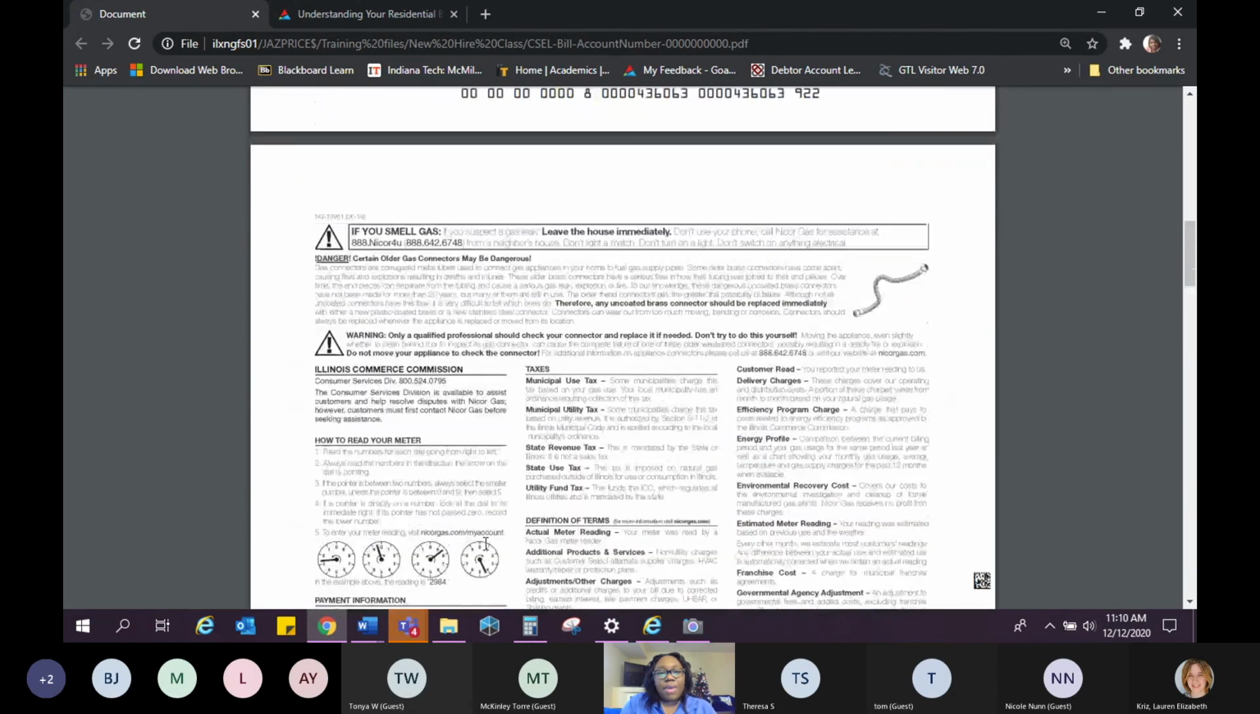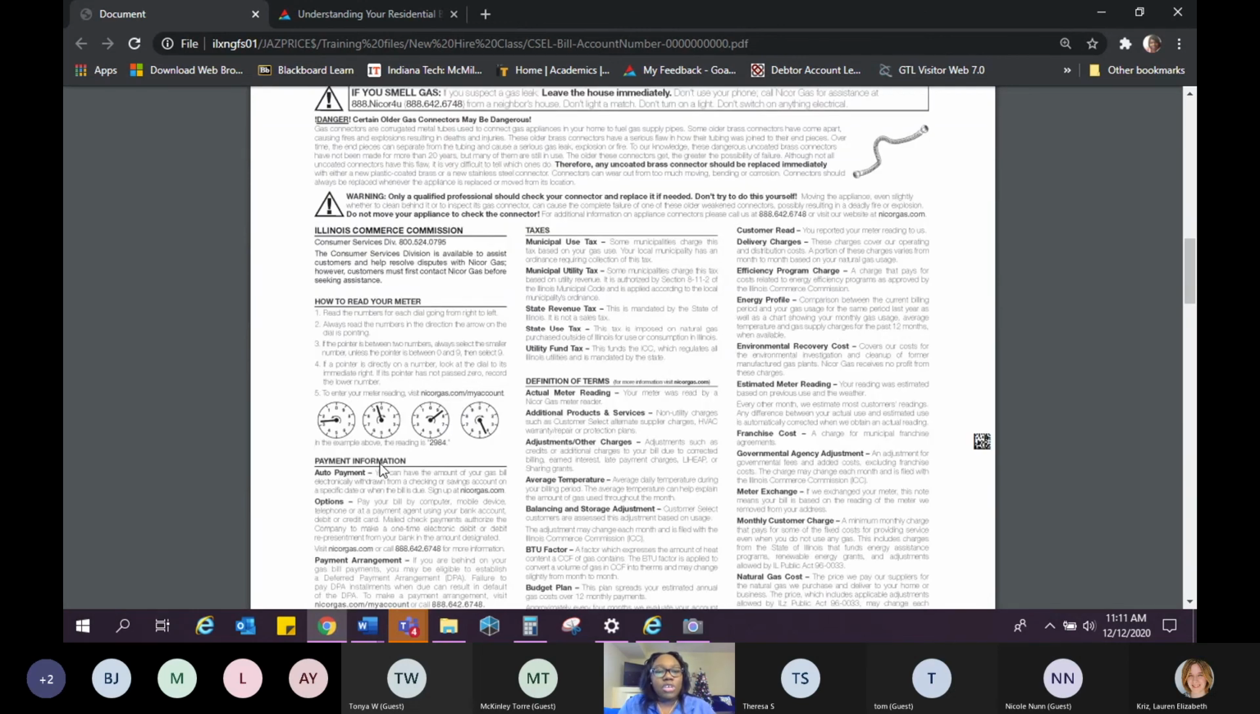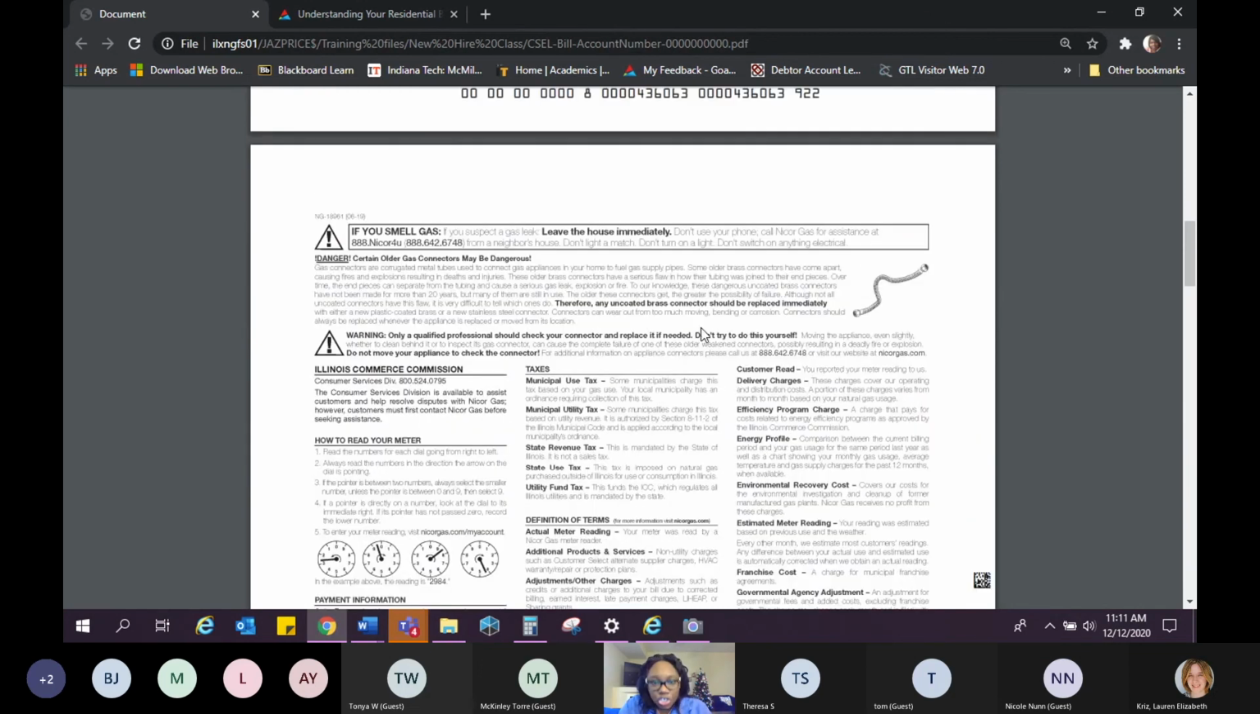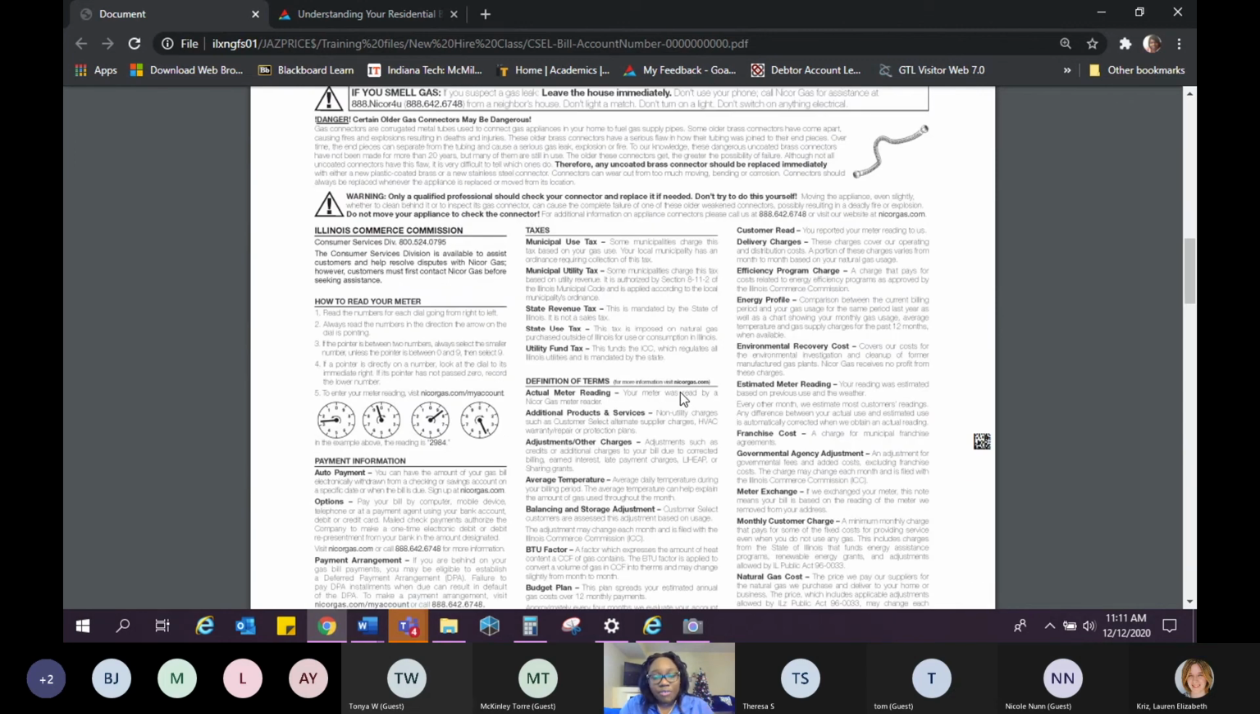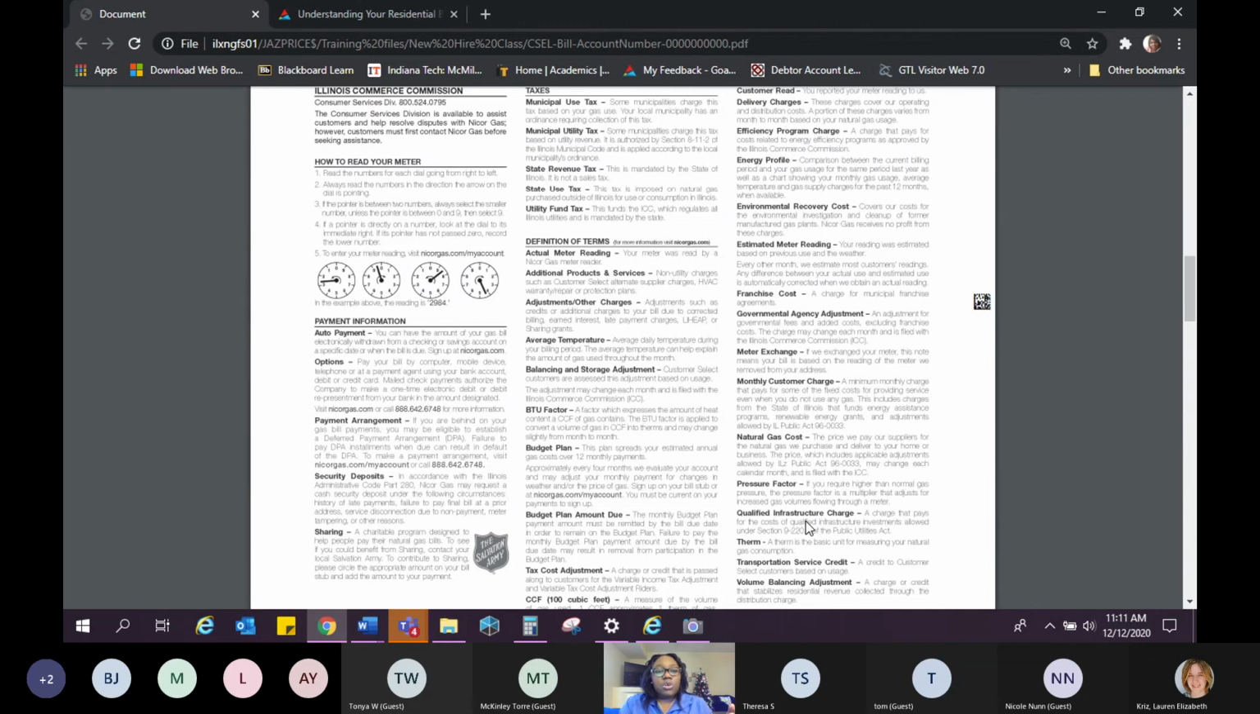All right. On the back of the bill, I just want to stress, because a lot of customers don't know, you don't just have to go to the website to find out what those different charges are. It's actually right on the back of your bill. So it goes over the Illinois Commerce Commission and what their customer service number is, goes over how to read your meter, if you're smelling gas, what to do. It goes over the different taxes that you may see on your bill. It goes over all the definitions as far as what wording you may find on a bill. Delivery charges, it goes over each and every one of those. So you don't have to just go to the website to get this information. It's actually right on the back of your Nicor gas bill.